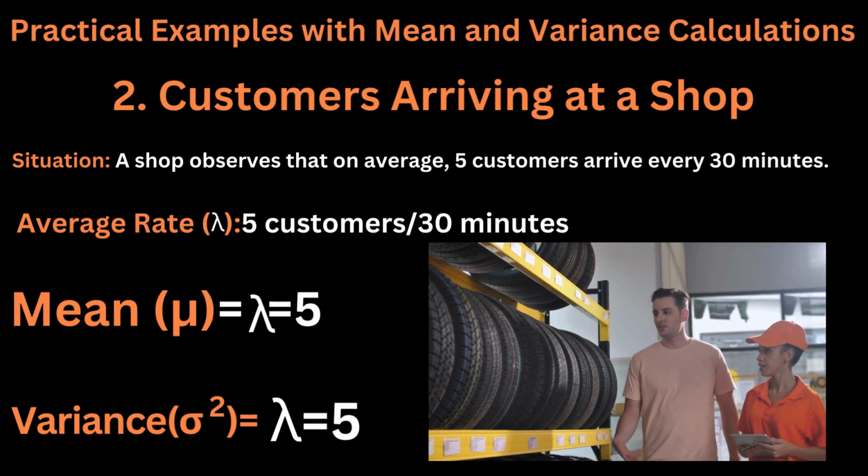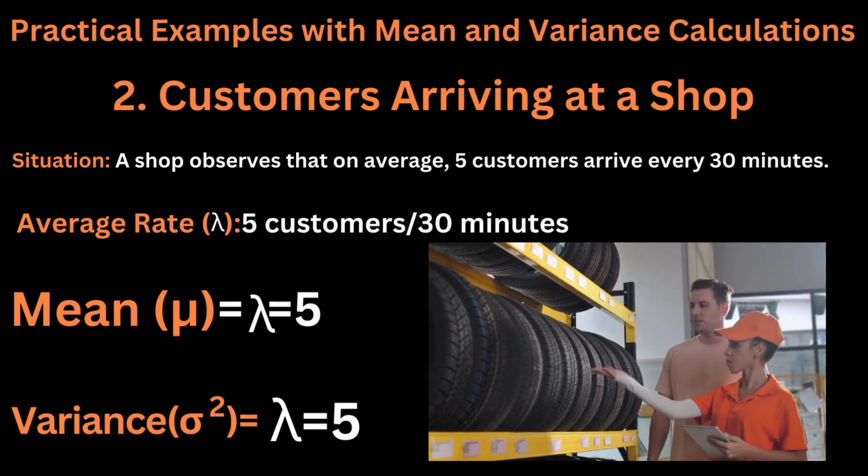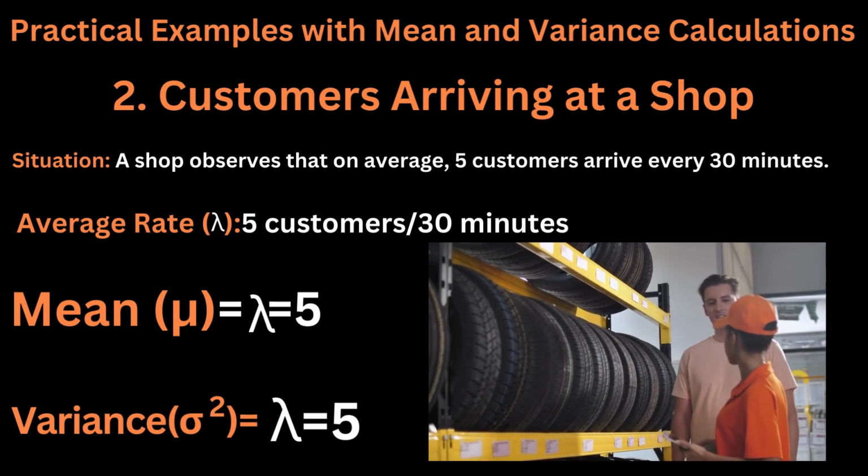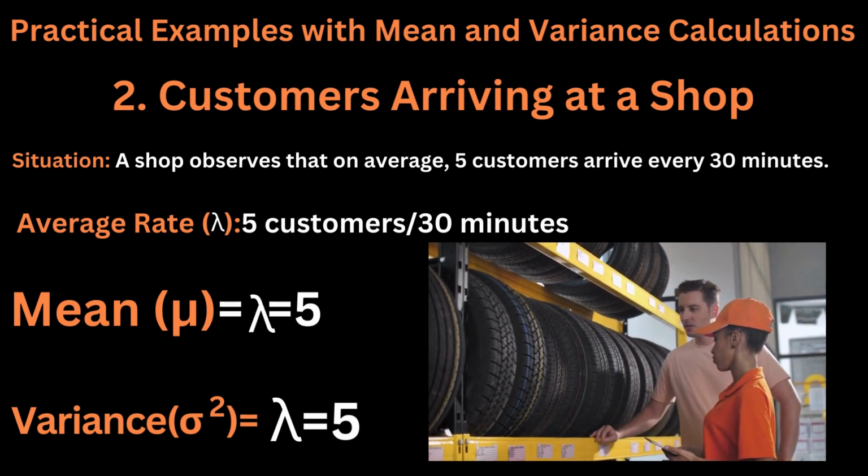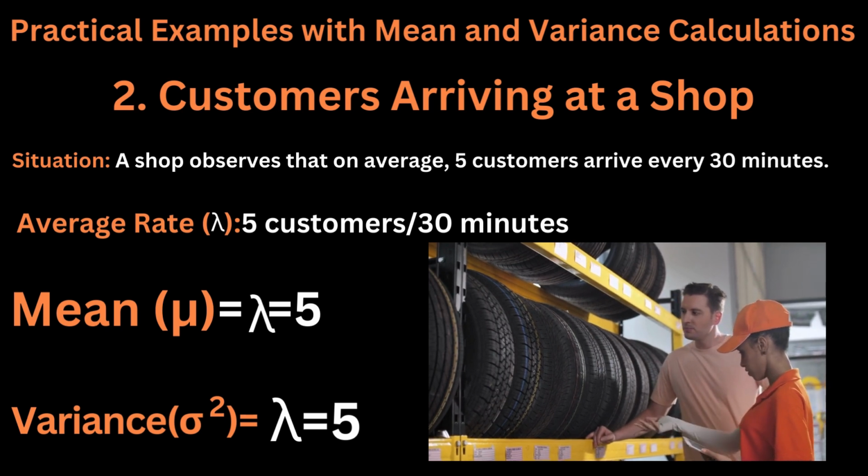Second, customers arriving at a shop. A shop observes that on average 5 customers arrive every 30 minutes. So average rate is 5 customers per 30 minutes. Mean equal to lambda equal to 5. Variance lambda equal to 5.